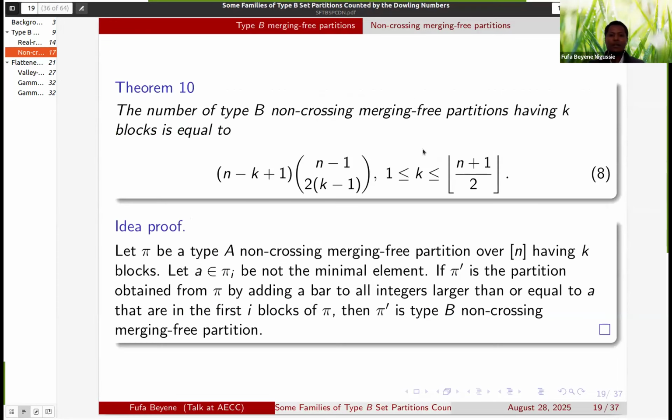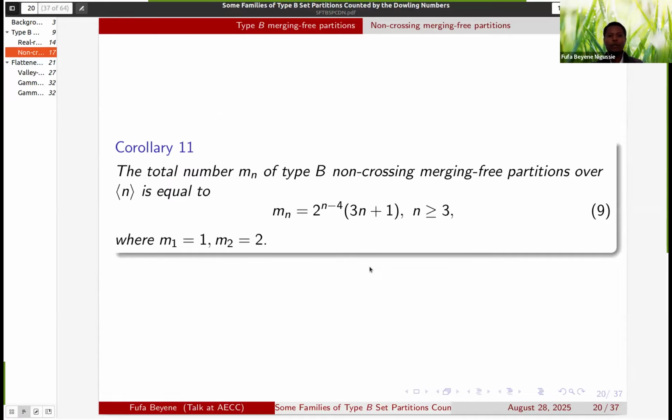Then the number of type B non-crossing merging free partitions having k blocks is given by n minus k plus 1 times this binomial coefficient. And we proved this by considering the following procedure. Maybe I skip the proof idea to come to this one. The total number of type B non-crossing merging free partitions is given by 2^n minus 4 times 3n plus 1.